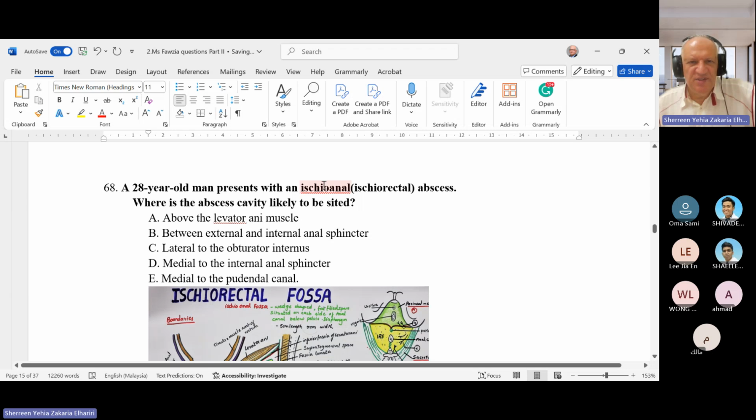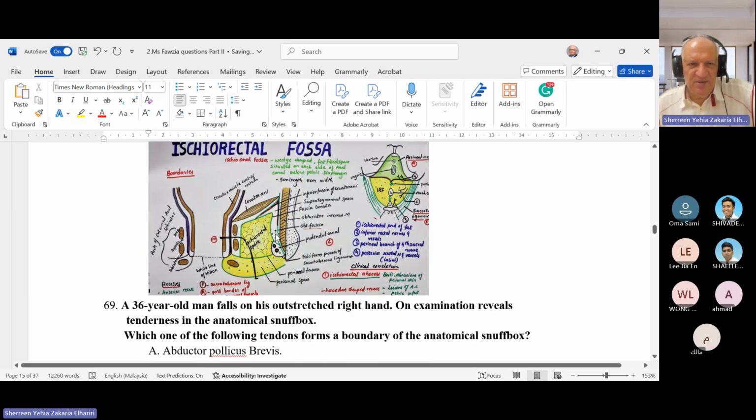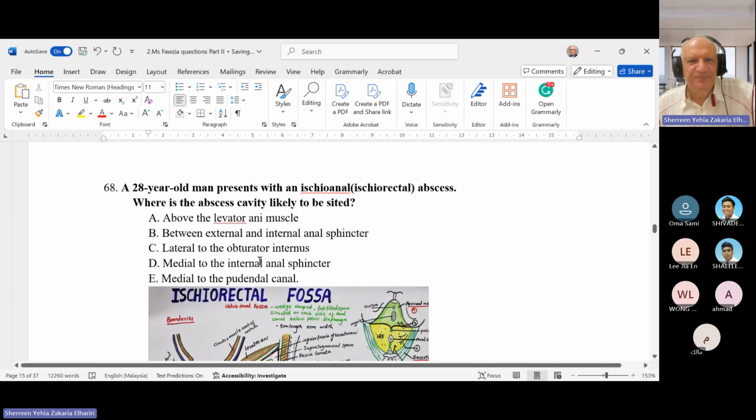A 28-year-old man presented with an ischiorectal fossa abscess. Actually, ischiorectal abscess is the wrong name, because if you see any picture, the ischiorectal area is related to the anus, not to the rectum. So the correct name in books nowadays is ischioanal, not ischiorectal. But this is not a problem.